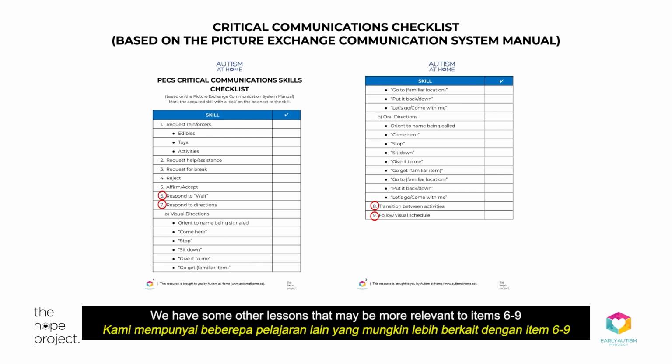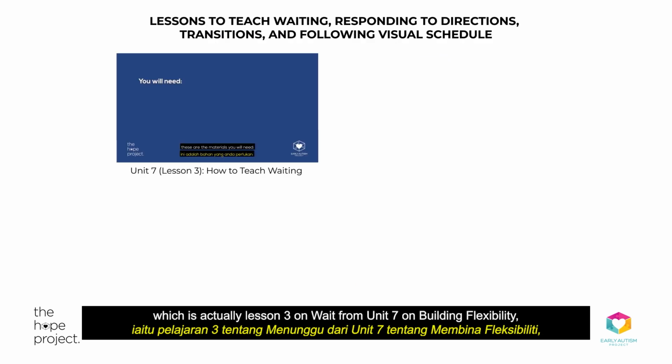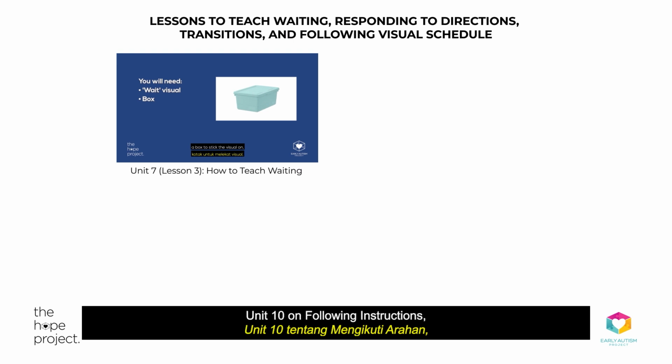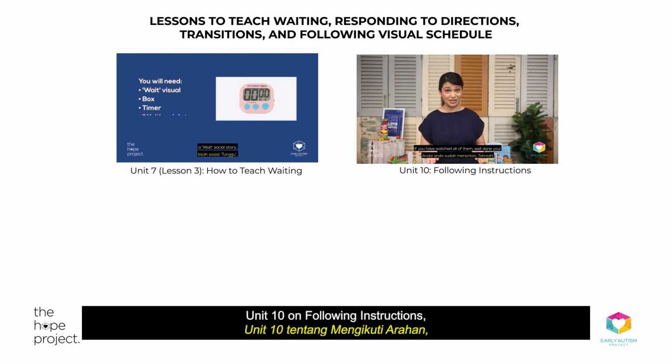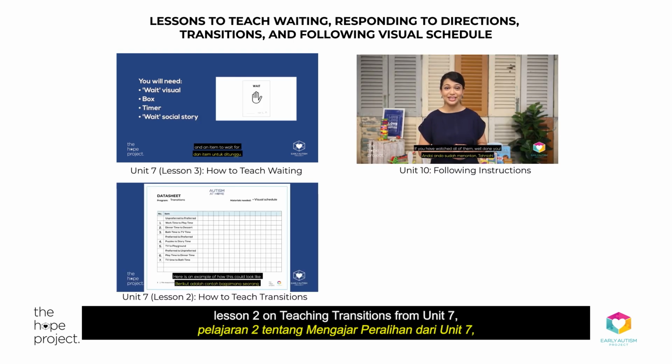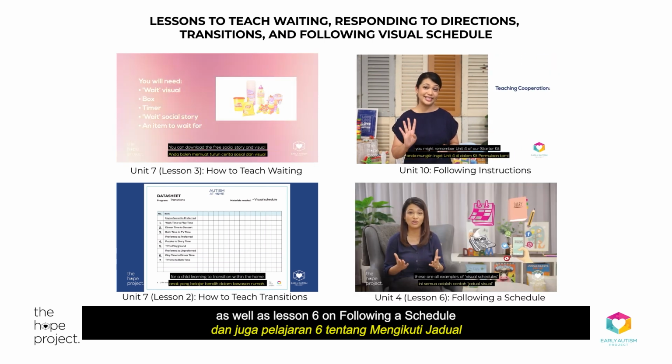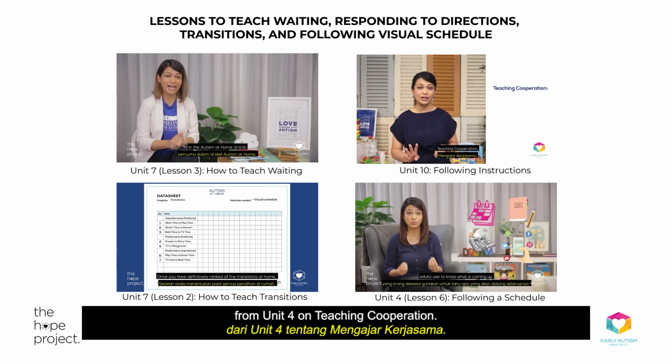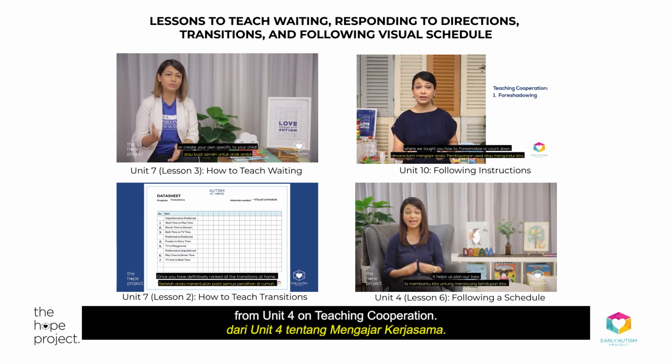We have some other lessons that actually may be more relevant to items 6 to 9, which is actually lesson 3 on waiting from unit 7 on building flexibility. There's also unit 10 on following instructions, and there's lesson 2 on teaching transitions from unit 7, as well as lesson 6 on following a schedule from unit 4 on teaching cooperation.